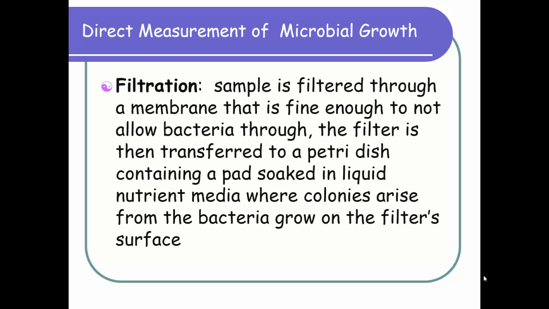Another direct measurement of microbial growth is filtration. The sample is filtered through a membrane that is fine enough to not allow the bacteria through. The filter then is transferred to a petri dish containing a pad soaked in the liquid nutrient media, where the colonies then arise from the bacteria that grow on the filter surface.